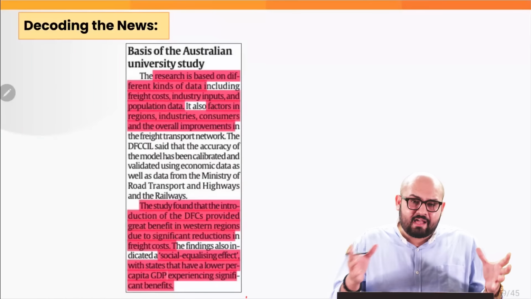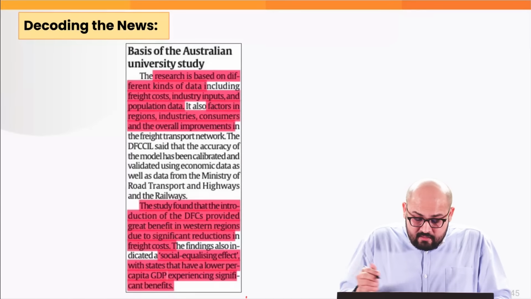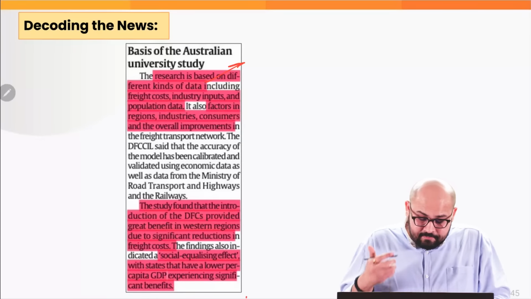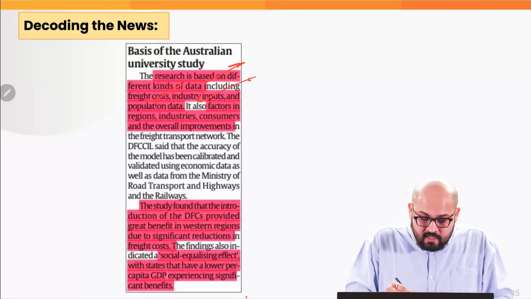Now again, what has been the basis of the Australian University study? The research is based on different kinds of data, including freight cost, industry inputs, and population data.